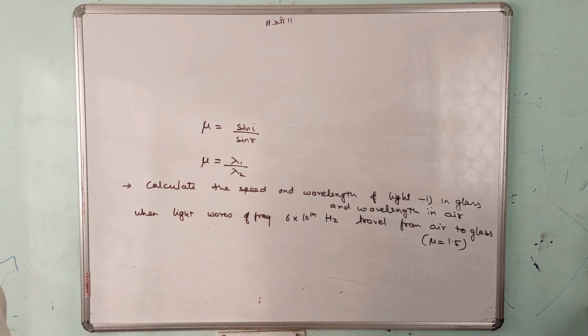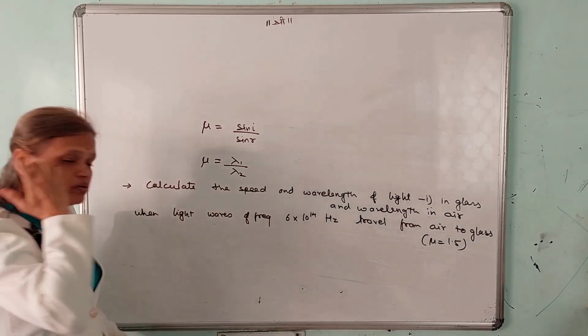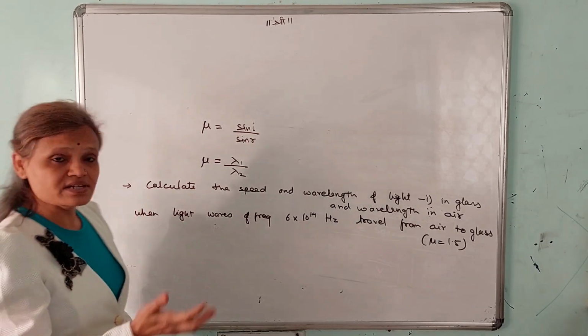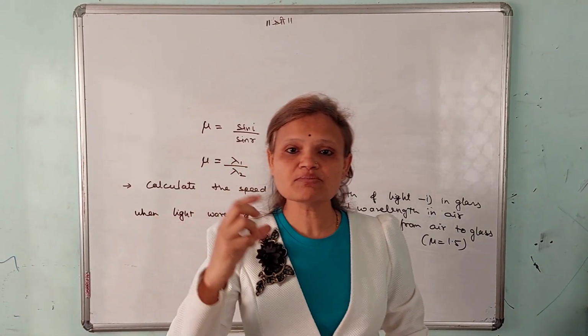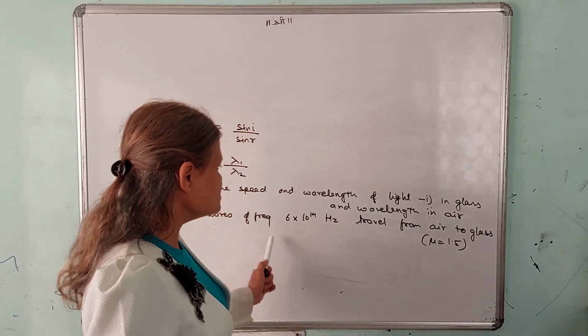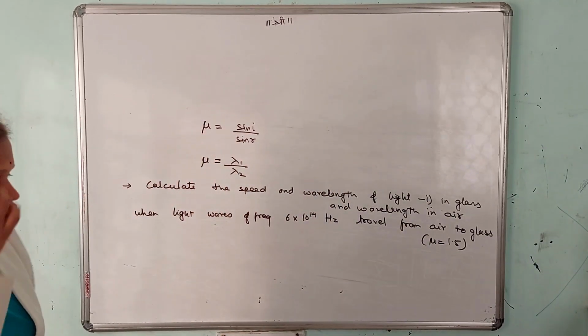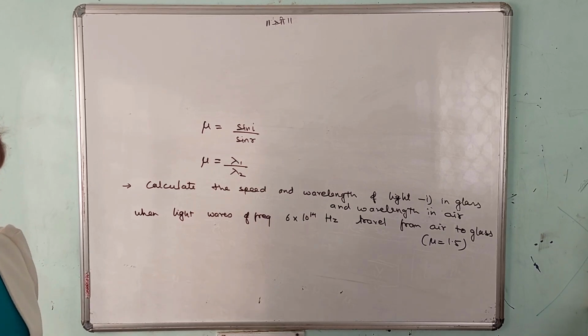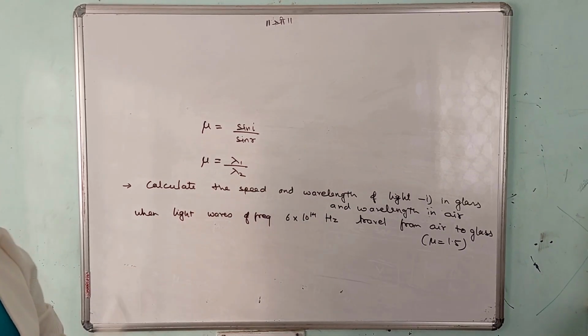That means the refractive index of, say, glass is 1.5. So that we know. Now one very important thing is when light travels from one medium to another, its wavelength changes, speed changes, but frequency remains constant. So frequency will be the same whether in medium 1 or medium 2.